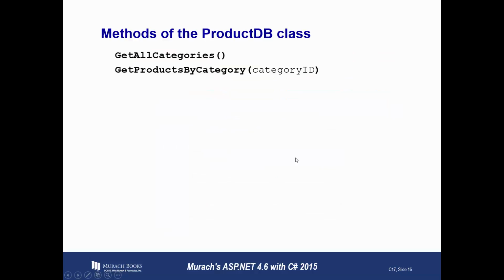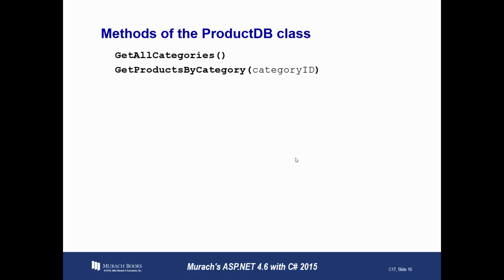So there are two methods of the product DB class. They are get all categories, which does not require any parameters. It returns an enumerable object. And enumeration, for lack of better words, is kind of a user-defined data type. All right, so it returns an I, for interface, enumerable object with the ID and long name of all categories in the categories table.